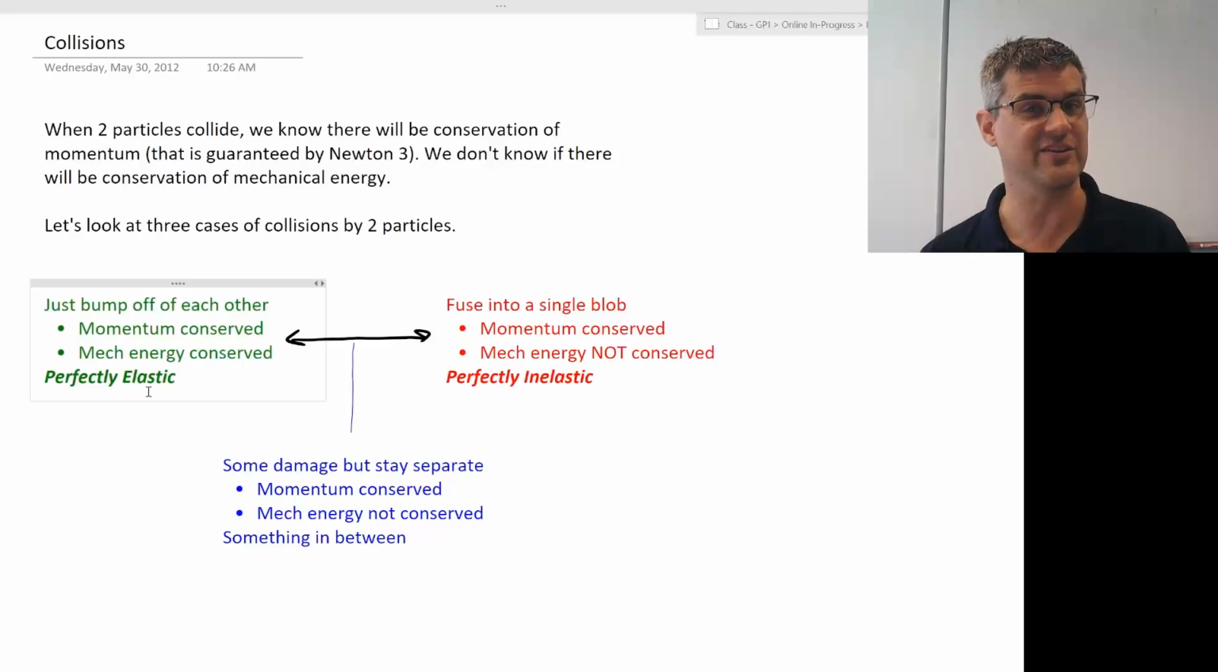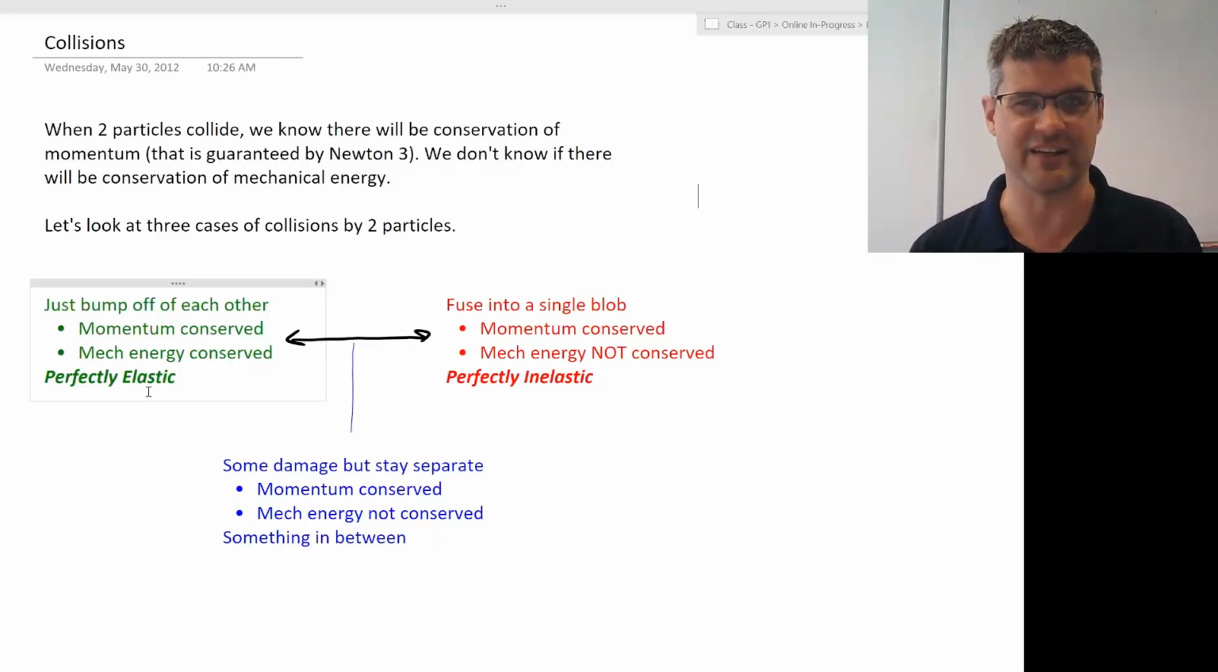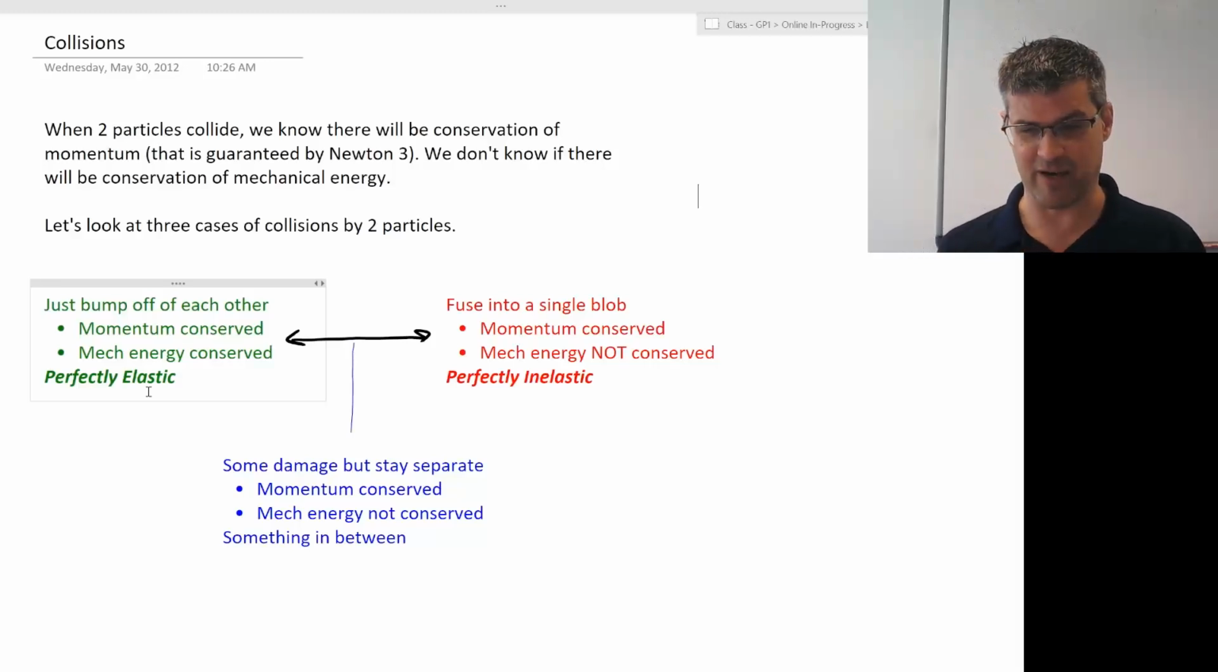All the kinetic energy that we had in the system at the start is kinetic energy that we have in the system afterwards. And so, energy is maybe sloshing around, but none of it is turning into sound, none of it is turning into heat, none of it is turning into an irreversible change of some object.